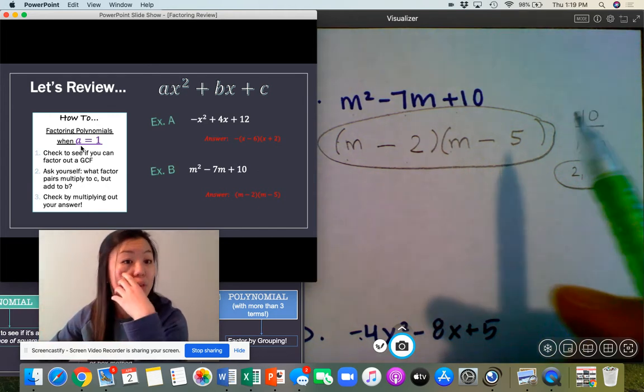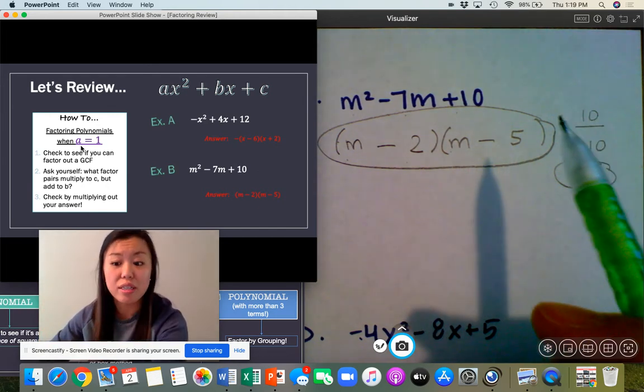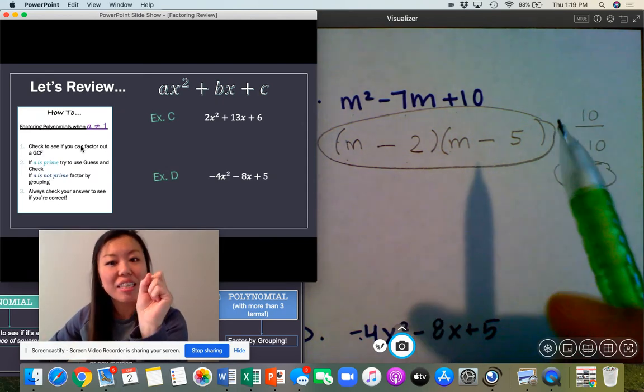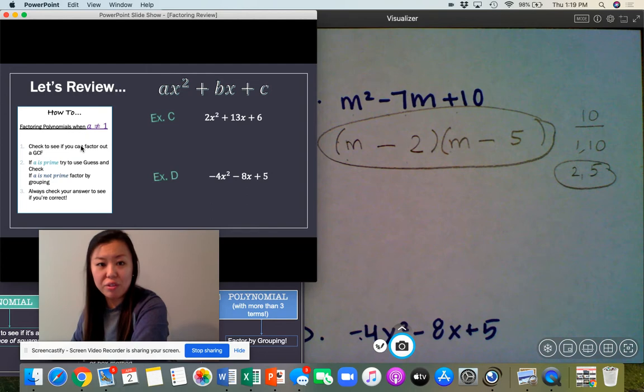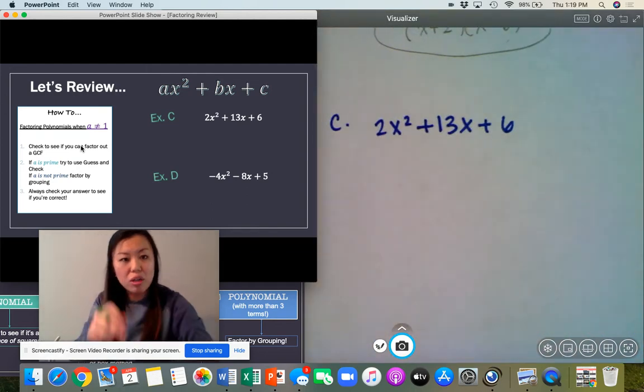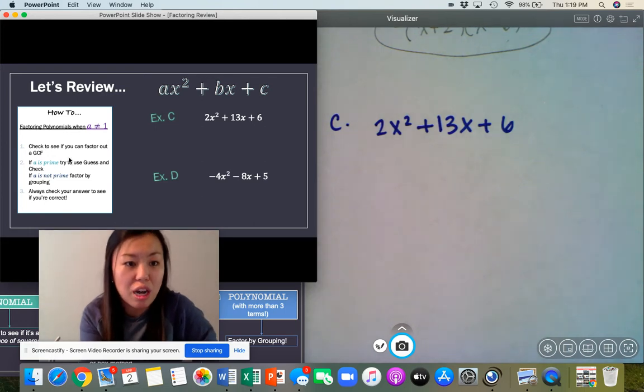So we've done all the ones where we're factoring when my leading coefficient is 1. Now let's go into when my leading coefficient is not 1. All right, these get a little bit trickier. So if you need to, you can pause the video and copy down examples C and D. But I'm going to go back to this PowerPoint here. We're going to actually look at the steps.